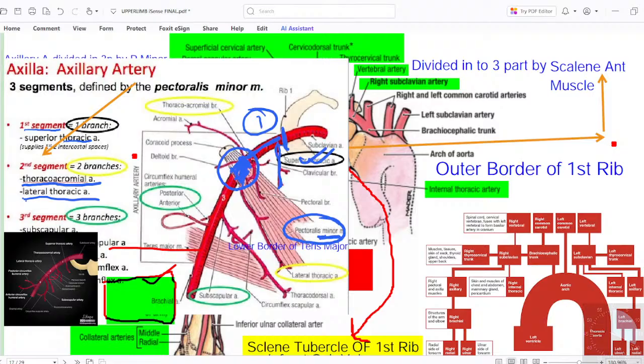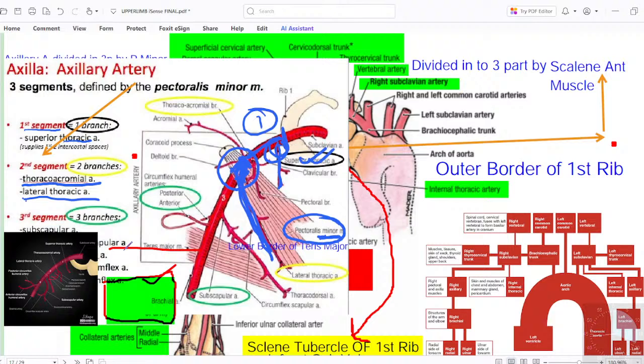No other option. So from the first segment, that is the superior thoracic artery, and from the second segment, that is the thoracoacromial and lateral thoracic. Superior thoracic we got from the first segment, and lateral thoracic we got from the second segment. Okay, and from the third segment, we have three branches.